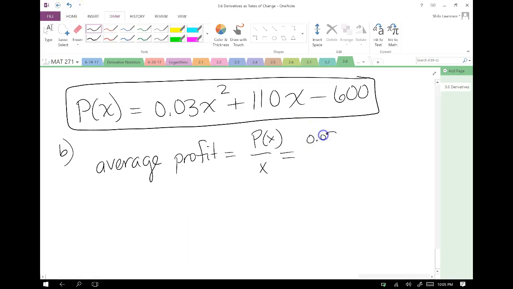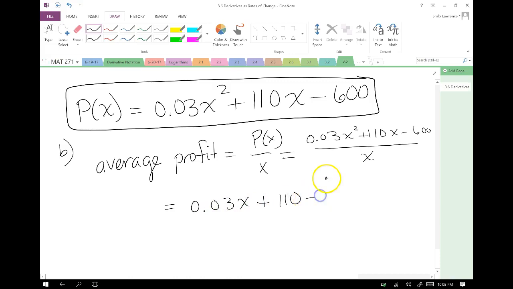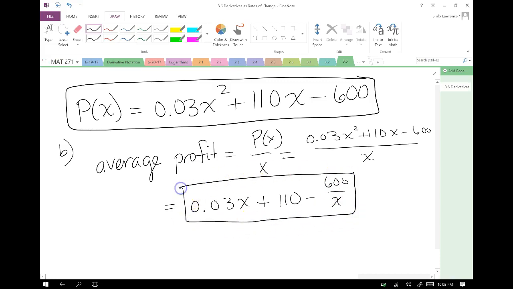So 0.03x squared plus 110x minus 600 all over x. And again, we can simplify it a little bit. Two of those terms we can pull an x out of, 0.03x plus 110, but the 600 we can't pull an x out of, so I leave that as minus 600 over x. So that is our average profit.